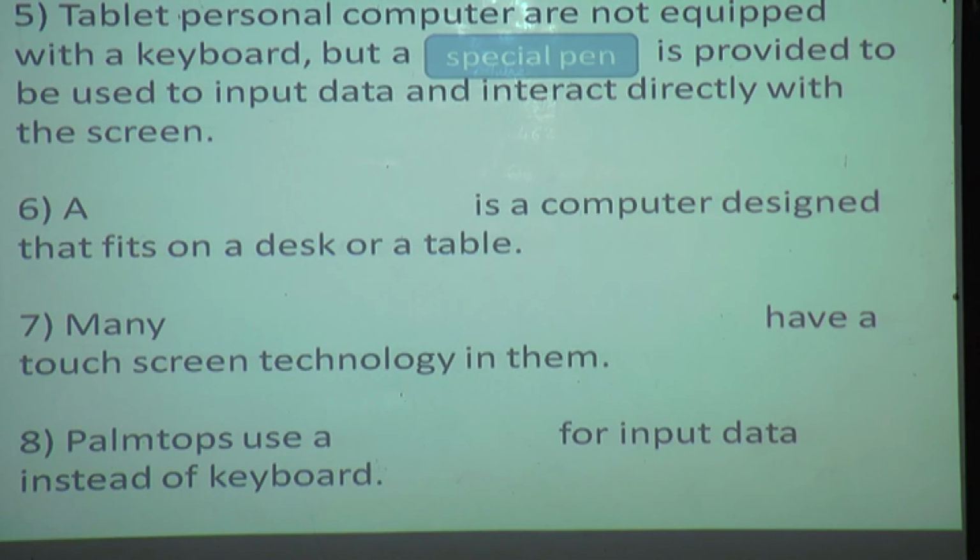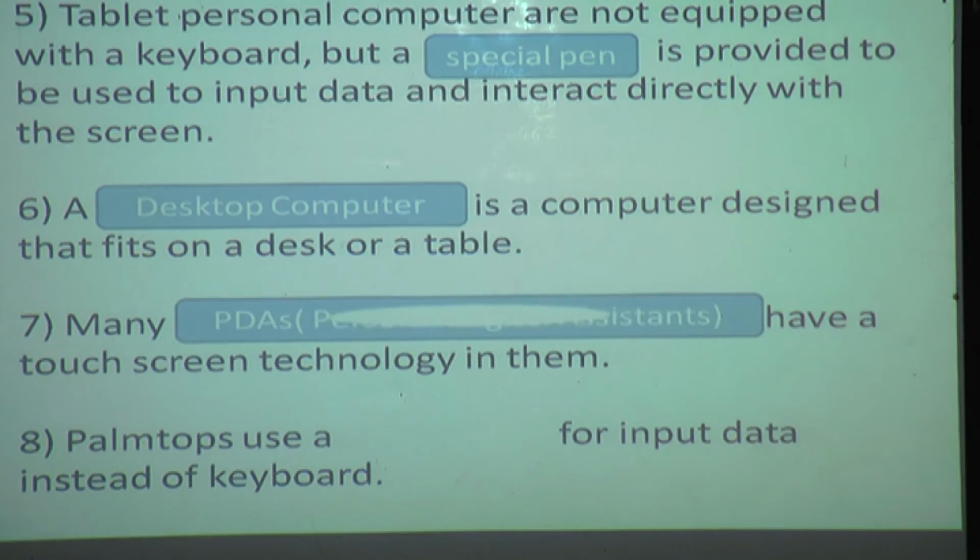A dash dash is a computer designed to fit on a desk or table. Which type of computer fits on a desk or table? Good, desktop computer. Next one is, many dash dash have touch screen technology in them. Many PDAs. PDA means personal digital assistants, which have touch screen technology in them. Next one is a palmtop uses a dash dash for inputting data instead of a keyboard. What do we use in a palmtop instead of a keyboard? Stylus.